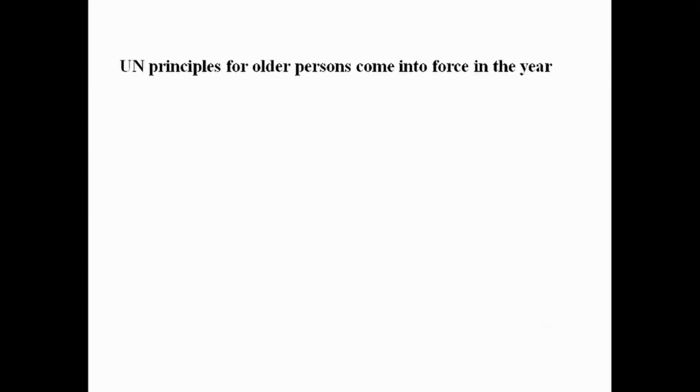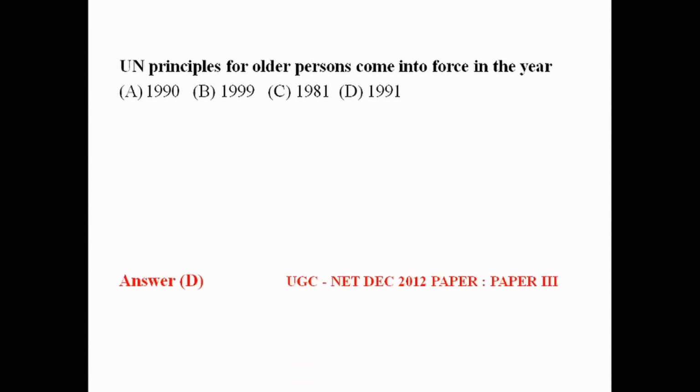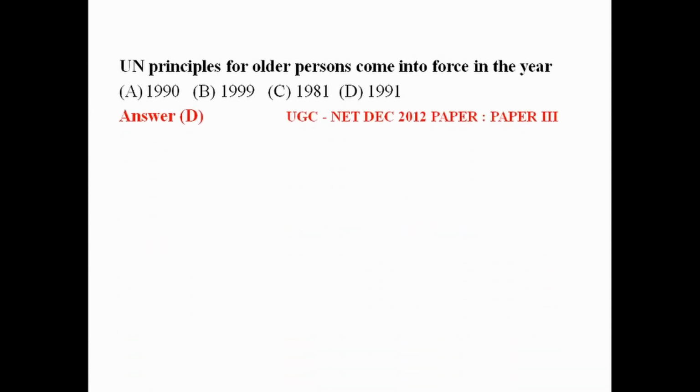Next question. UN Principles for Older Persons came into force in the year: option A 1990, option B 1999, option C 1981 and option D 1991. The question is, UN Principles for Older Persons came into force in the year. The answer is option D, that is 1991.